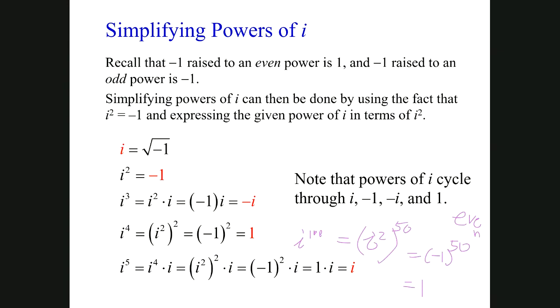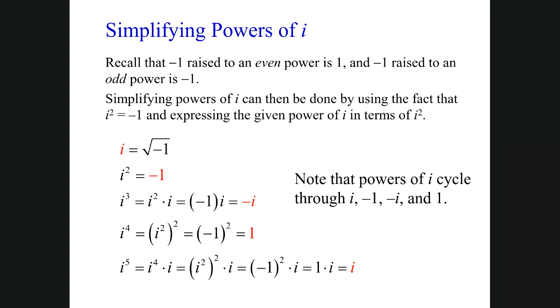Okay, how about if I have i to the 101 power? Well, i to the 101 power, I can write as i to the 100 power times i. And I already calculated i to the 100 power is 1, right? So this will be just 1 times i, or just i in here. Okay, so you can calculate this, 1 to any power.